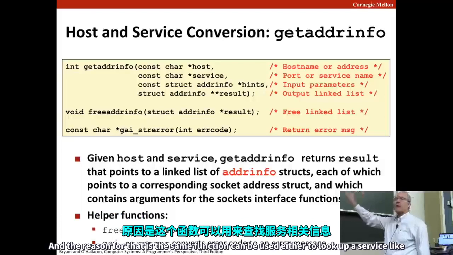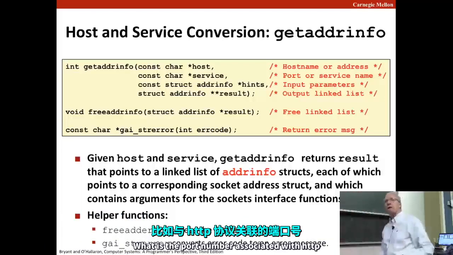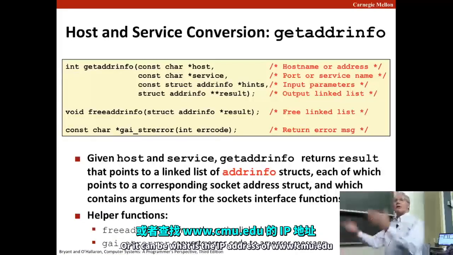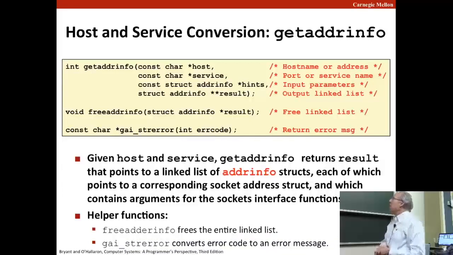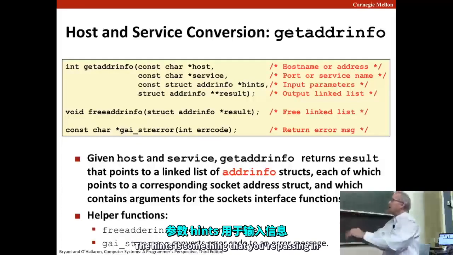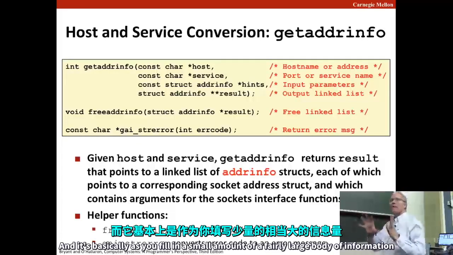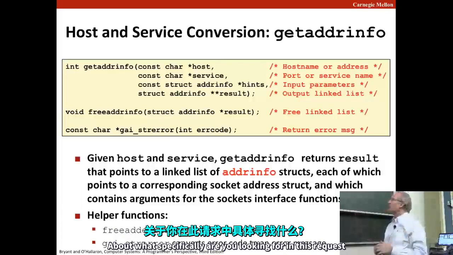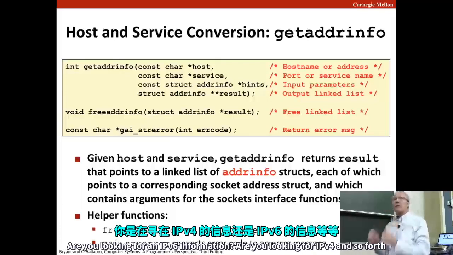And the reason for that is the same function can be used either to look up a service like what is the port number associated with HTTP, or it can be what is the IP address of www.cmu.edu. The hints is something that you're passing in, and it's basically as you fill in a small amount of a fairly large body of information about what specifically you're looking for in this request. Are you looking for IPv6 information? Are you looking for IPv4? And so forth.